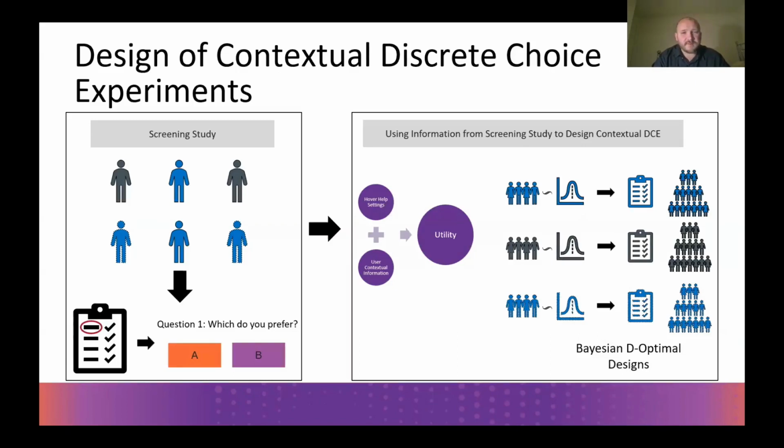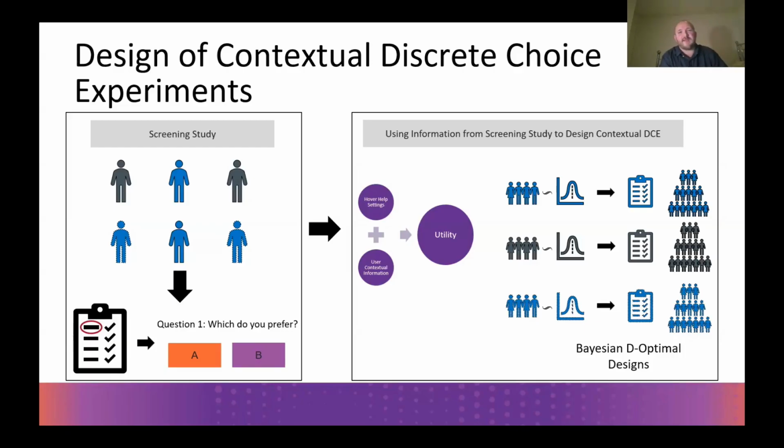But one important component of contextual discrete choice experimentation is the design of these experiments. How do we pick the questions to present to the participants? If you're familiar with regular discrete choice experimentation, oftentimes to get a good design, you need some prior information on the user's preferences.